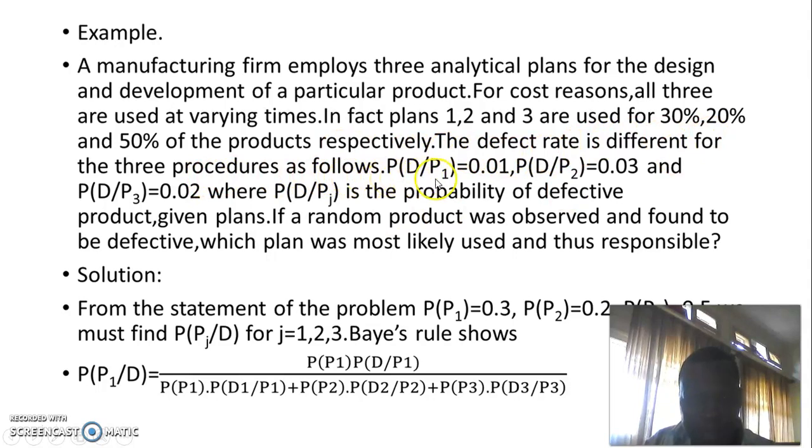Probability of defective given that it is product 1 is equal to 0.01. Probability of defective given that it is product 2 is 0.03. And probability of defective given that it is product 3 is 0.02. Where probability of D given Pj is the probability of a defective product given the plan.